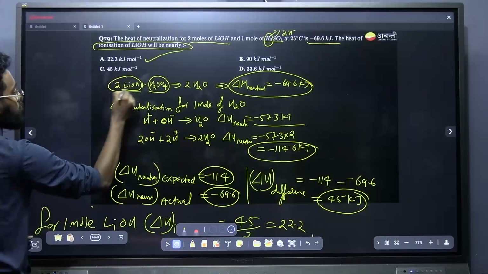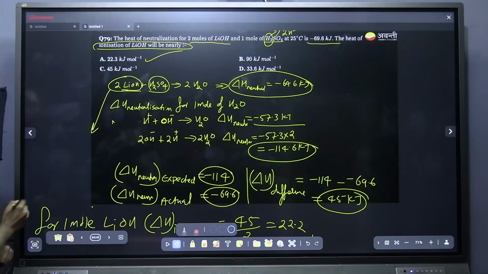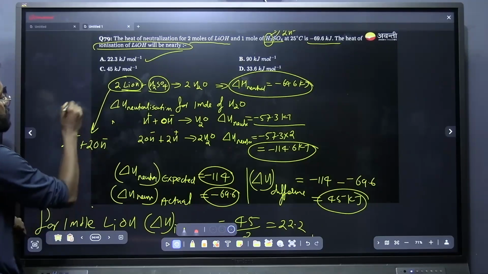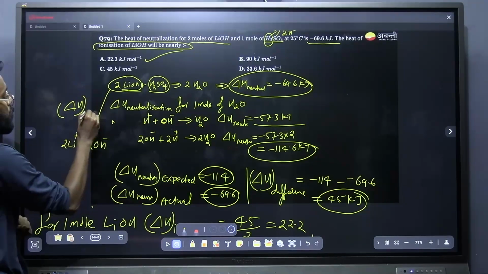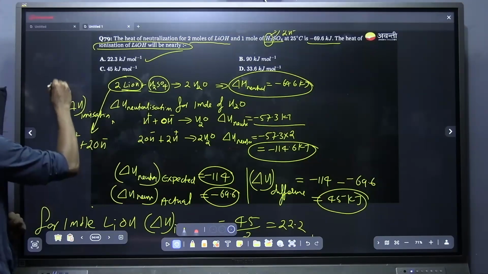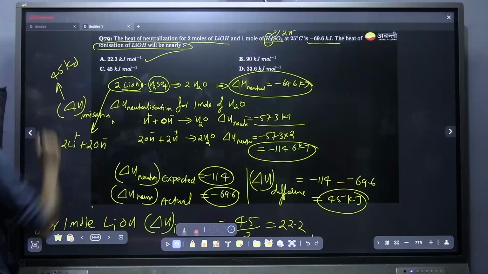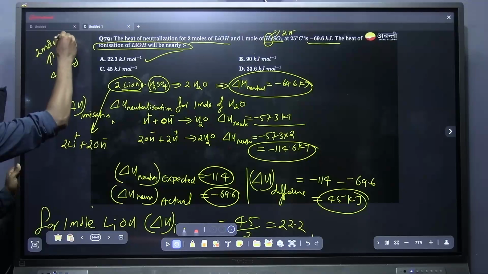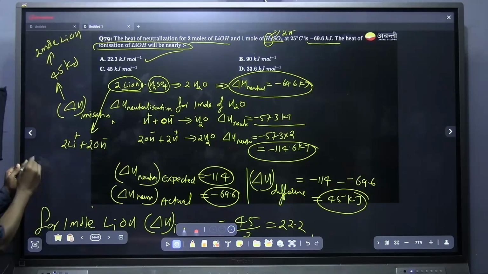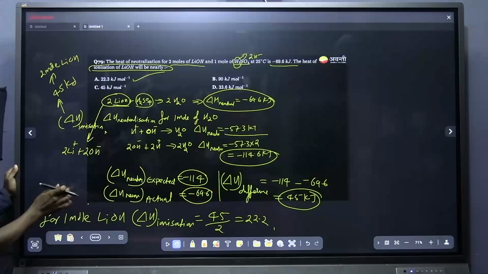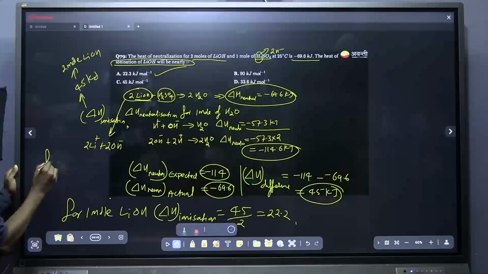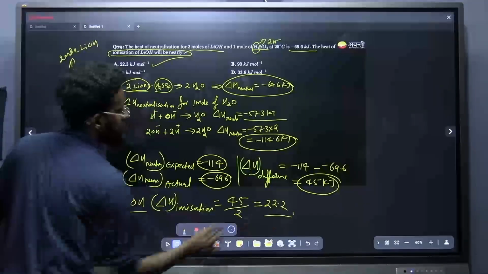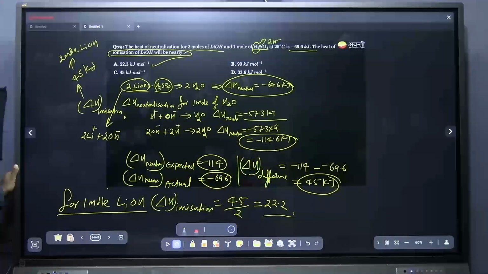Two moles of LiOH will be ionizing. That is 2 Li plus 2 OH minus, and the enthalpy of ionization is 45 kilojoules, and this is for 2 moles of LiOH. Now for 1 mole of LiOH, it will be 45 divided by 2, that is 22.5. That is why answer A is coming.